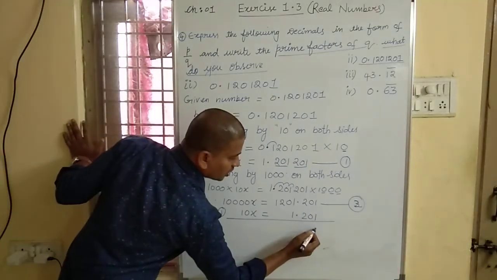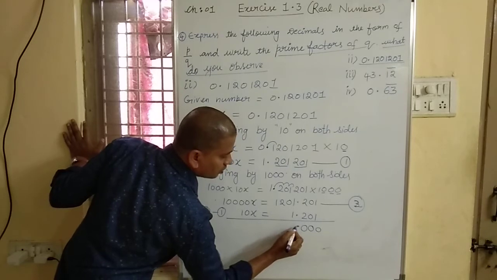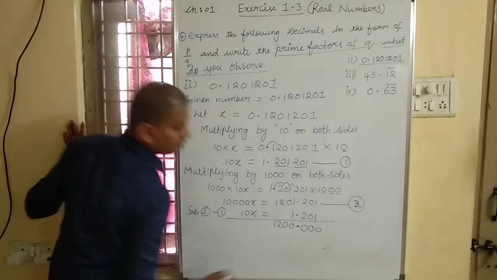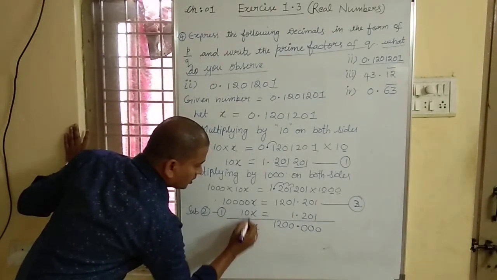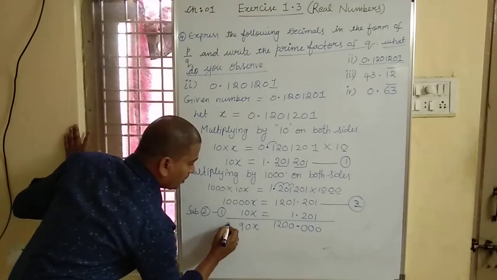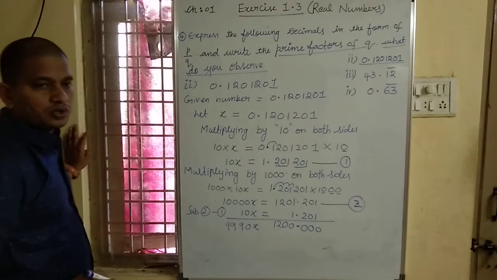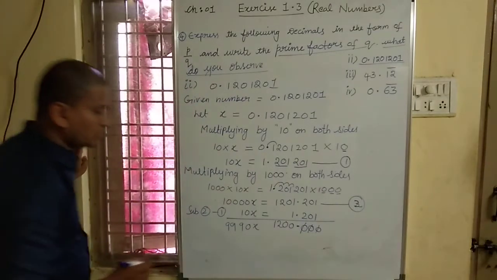So 1 minus 1 is 0. 0 minus 0 is 0. 2 minus 2 is 0. 1 minus 1 is 0. 0 1 2 equal to x. 0 minus 0 is 0. 10 minus 1 is 9. I mean, 9990x is equal to 1200. After the decimal point there is no value for 0.